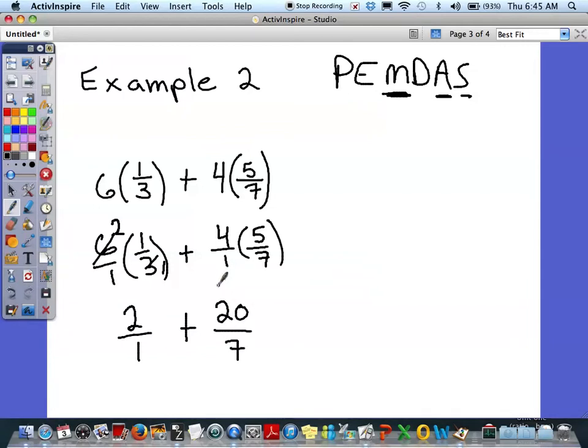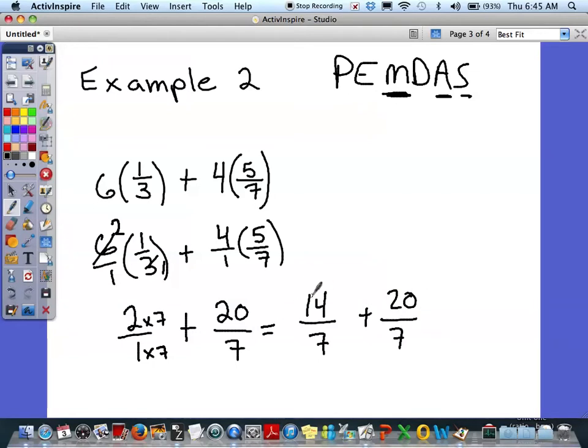Okay, now I have an addition of 2 fractions. I need to find a common denominator. What's a number that 1 and 7 will both fit into? 7. So I'm going to rewrite these fractions, and I'm going to rewrite this problem on the right. I'm going to multiply the numerator and denominator by 7 to get a common denominator. So 14 over 7 plus 20 over 7.